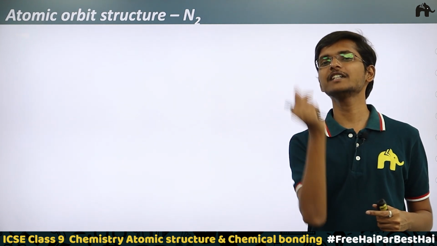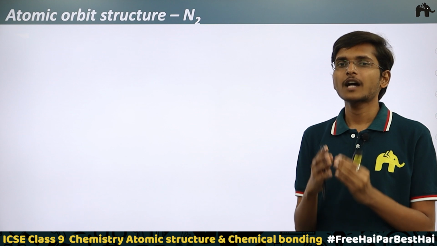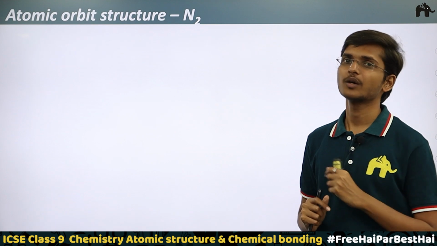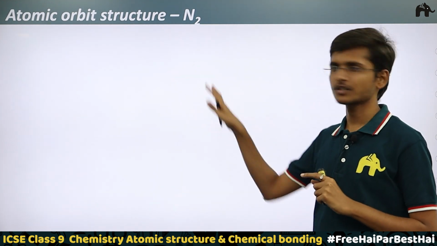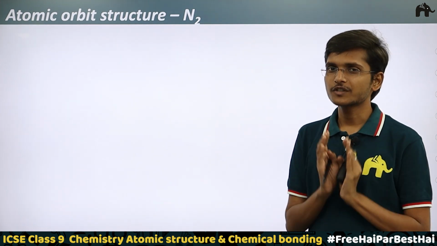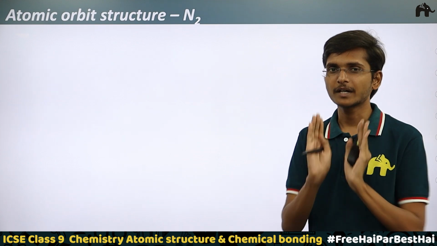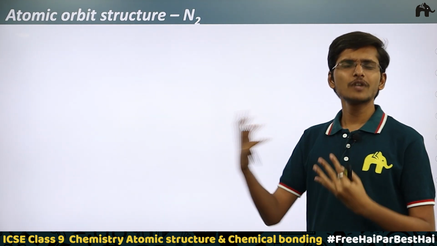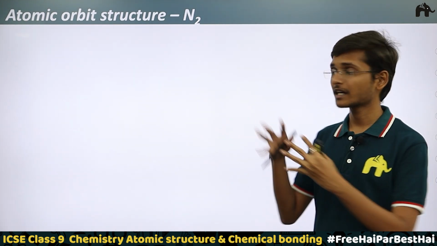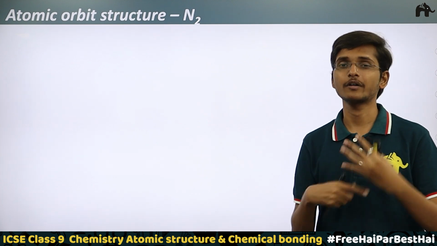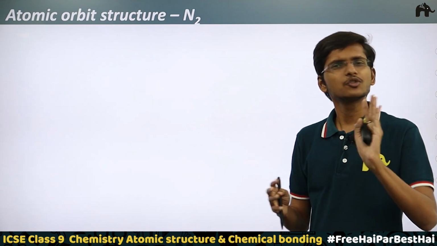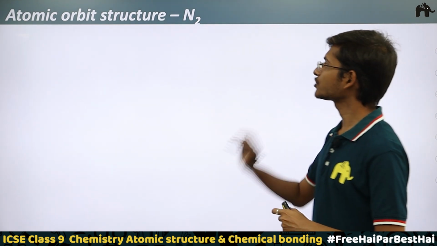But there would be a slight change, and I'm going to give you the hint right now, in the pair of electrons which are going to be shared. So try to apply your brain, the same logic. If you have tried by pausing the video and drawn the correct atomic orbit structure of the nitrogen molecule, well and good, superb. If not, no worries, I'm going to tell you right now. So let's start.